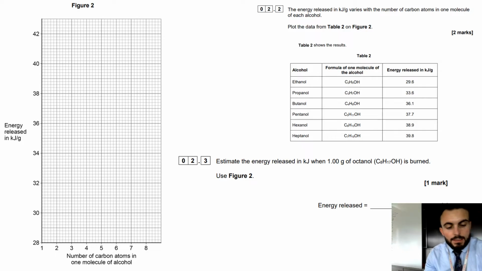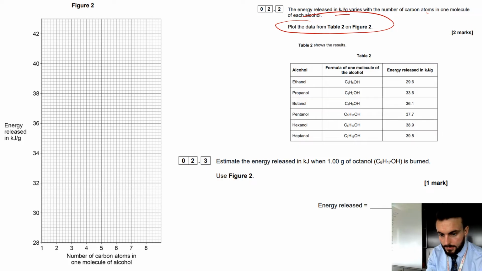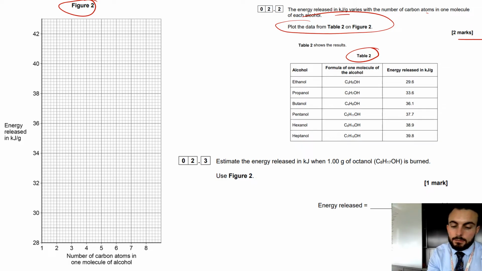Here we have a relatively easy graph question. The energy released in kilojoules per gram varies with the number of carbon atoms in 1 molecule of each alcohol. Plot the data in table 2 on figure 2. 2 marks. So we don't need a line of best fit for this, we're just plotting the results. So first off, we figure out the scale. So the first bit, 28 to 30, there are 10 little jumps.